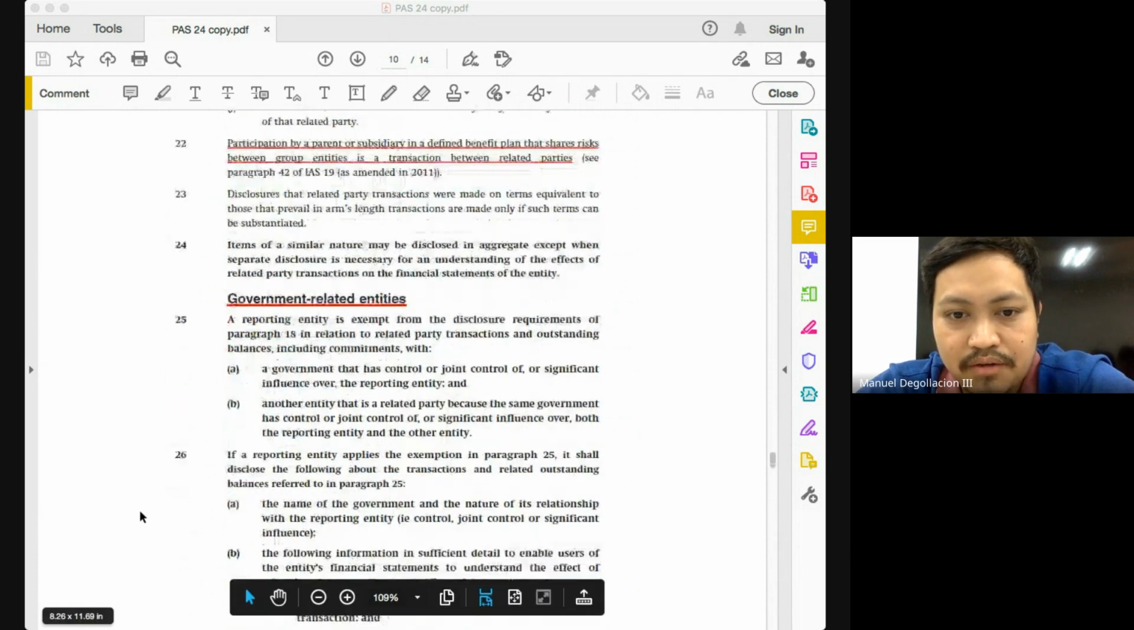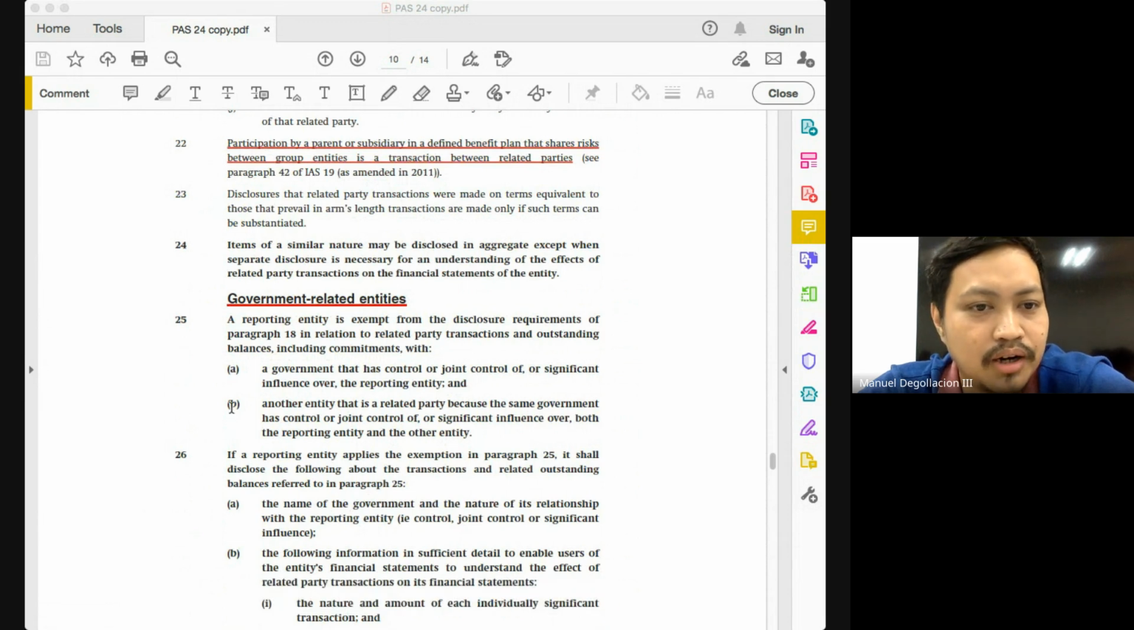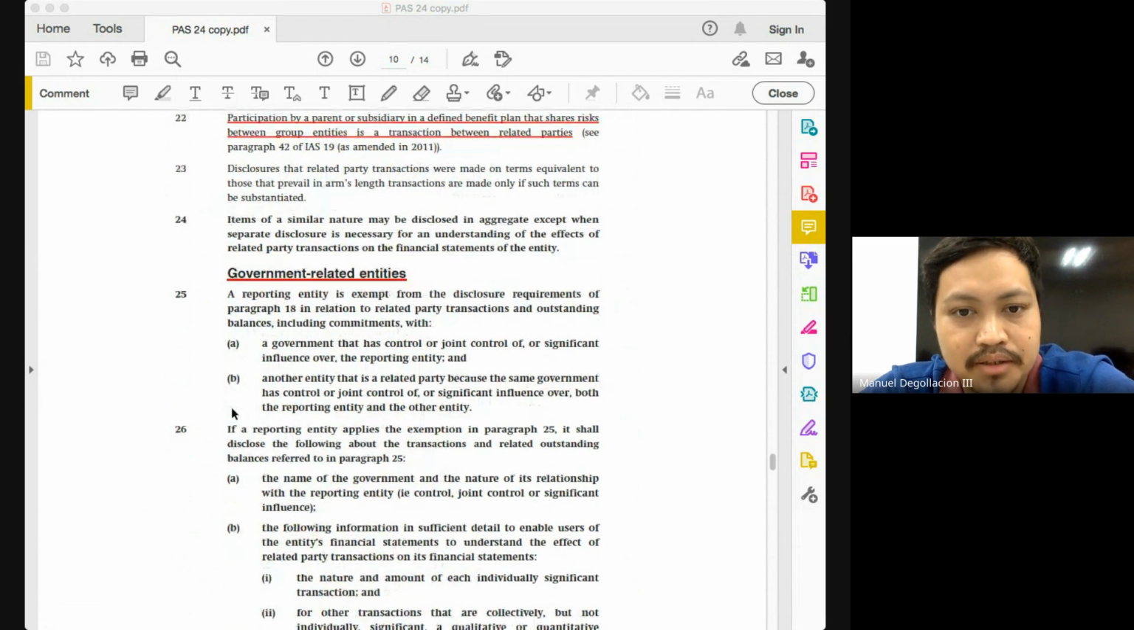And then we have government related entities, class. I do not expect a question to arise from this part of paragraph 24.